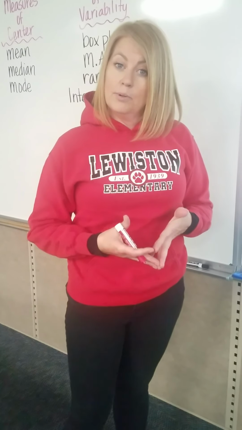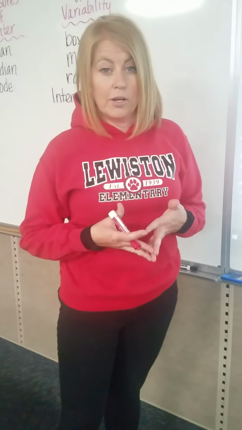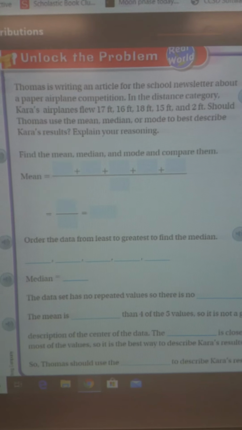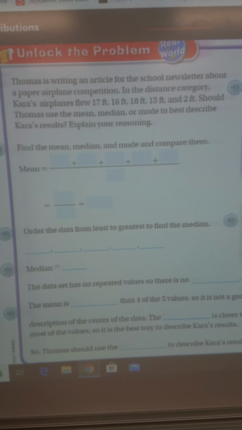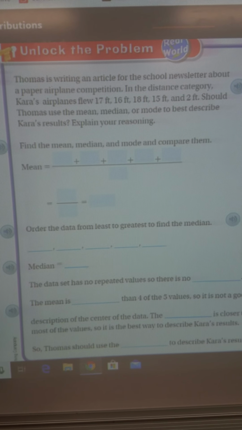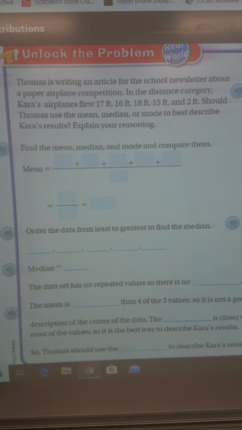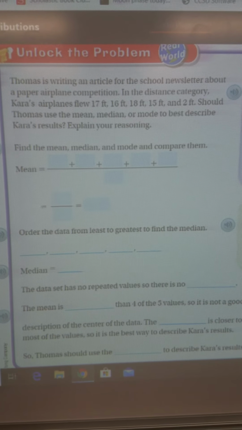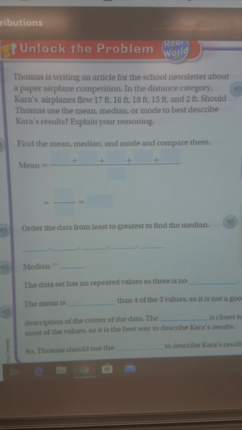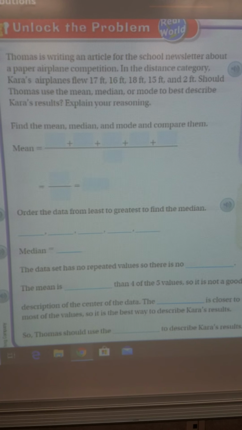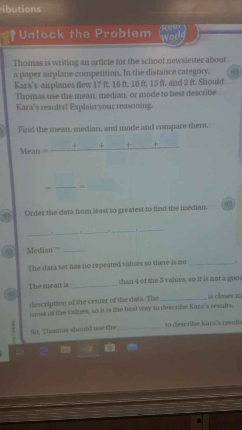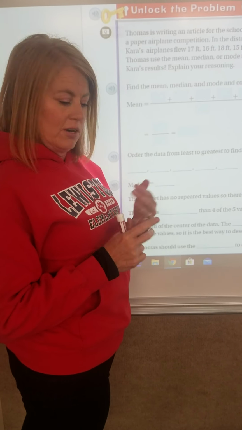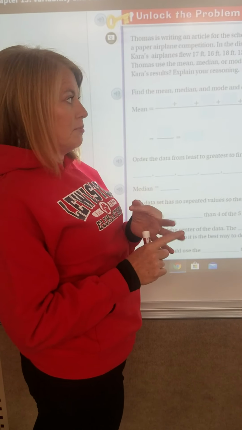Okay, so if you want to follow along in your book, we're doing lesson 13.5, and it reads this. Thomas is writing an article for the school newsletter about a paper airplane competition. In the distance category, Kara's airplanes flew 17 feet, 16 feet, 18 feet, 15 feet, and 2 feet. Should Thomas use the mean, median, or mode to best describe Kara's results? Explain your reasoning. Okay, so before we can decide, boys and girls, let's find each of those. The mean, the median, and the mode.